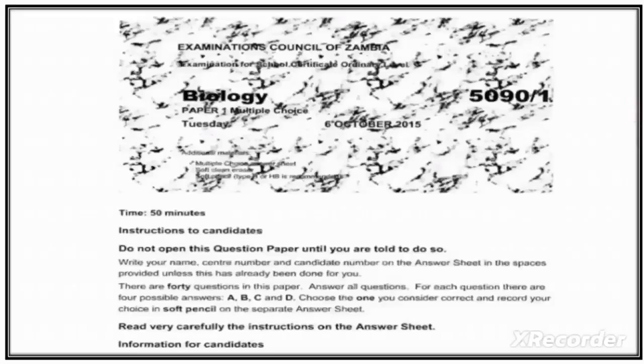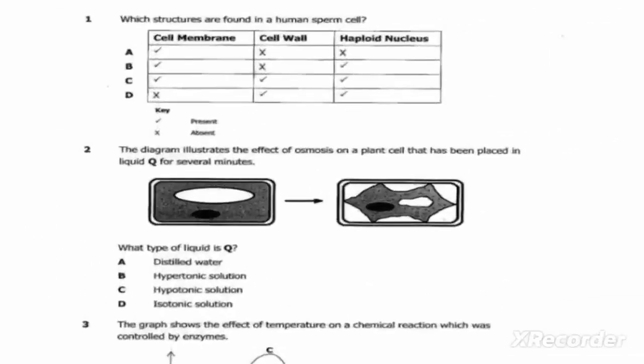This is Biology Paper 1, multiple choice, and the year when this paper was written is 2015. Question 1. The question reads, which structures are found in a human sperm cell?